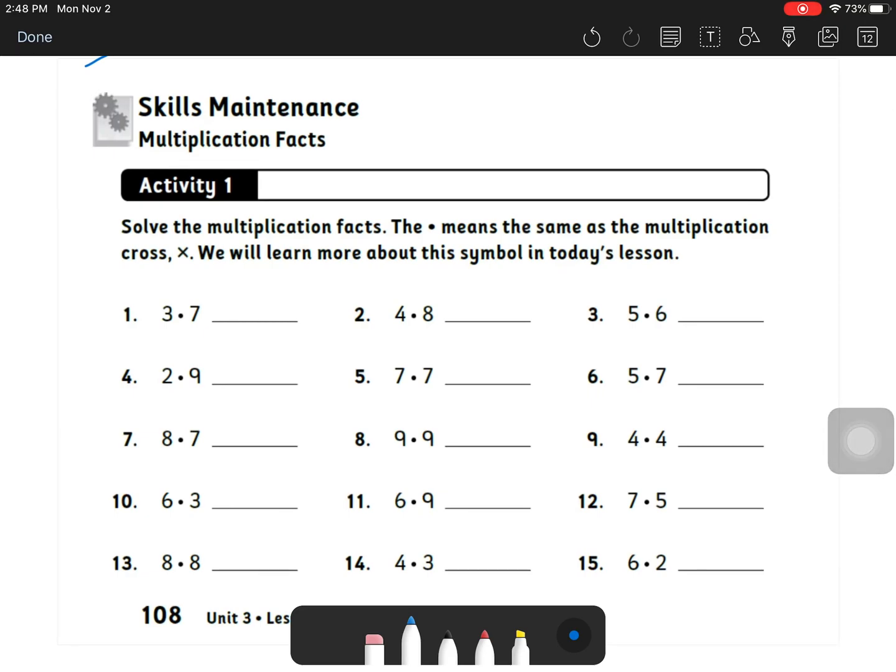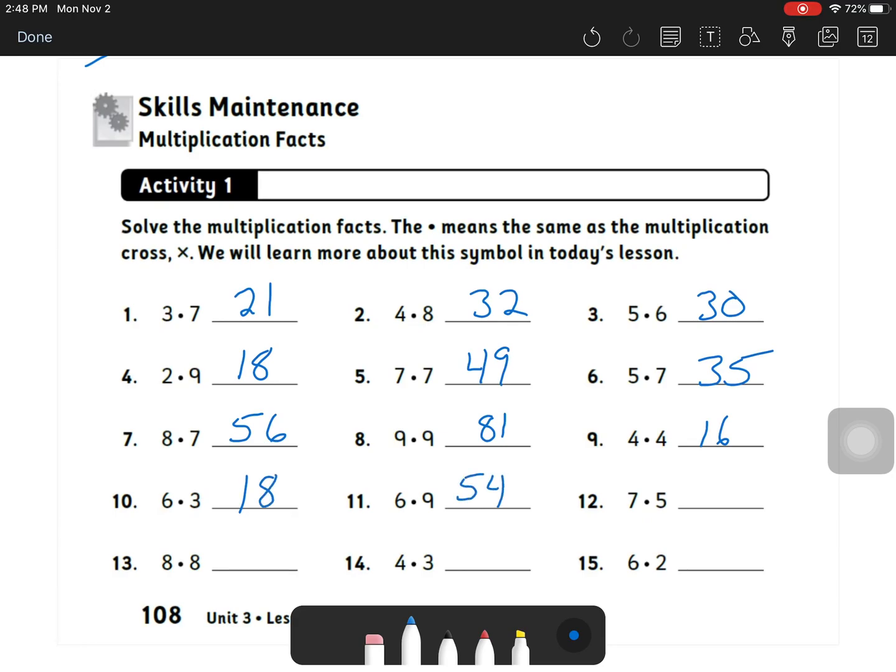So 3 times 7, you should be able to find that to be 21. 4 times 8 is 32. 5 times 6, 2 times 9 is 18. 7 times 7 is 49. 5 times 7 is 35. 8 times 7 is 56. 9 times 9 is 81. 4 times 4 is 16. 6 times 3 is 18. 6 times 9 is 54. 35 there, 64, 12, and 12.